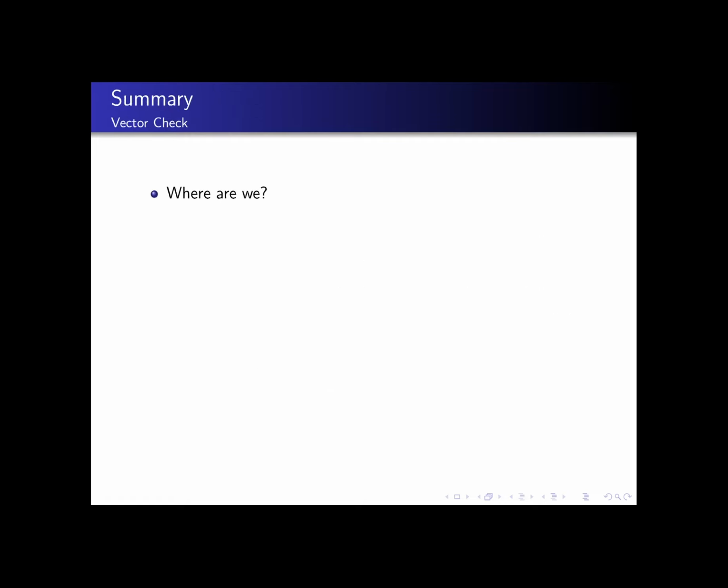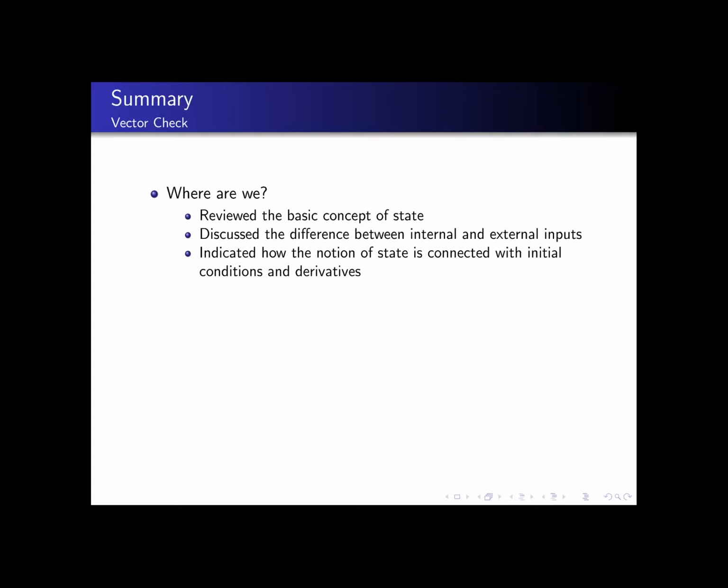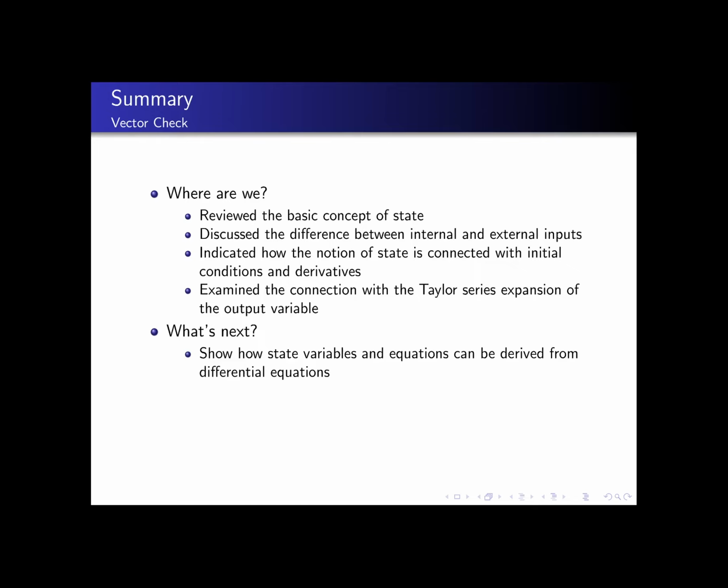Okay, so where are we? We reviewed the basic concept of state. We've discussed the difference between internal and external inputs. We've indicated how the notion of state is connected with initial conditions and, most importantly, derivatives. And then we've examined the connection with the Taylor series expansion of the output variable. So what's next? In the next video, we're going to show how the state variables in equations can be derived from differential equations.